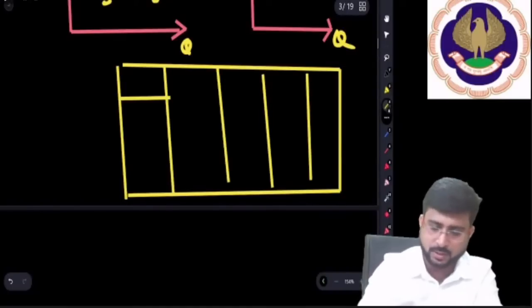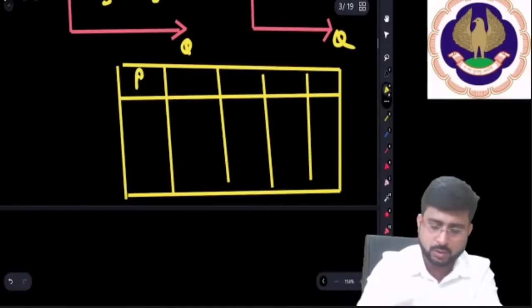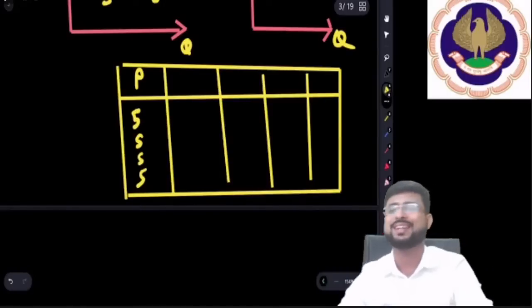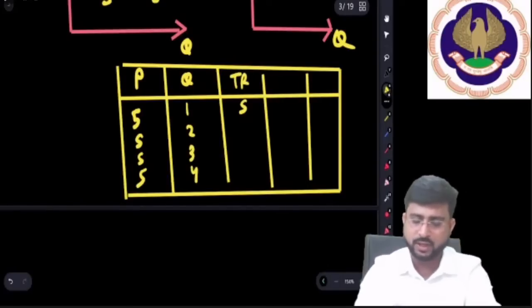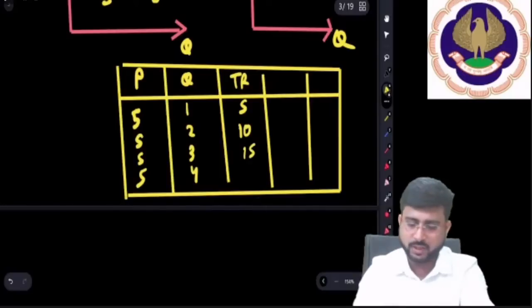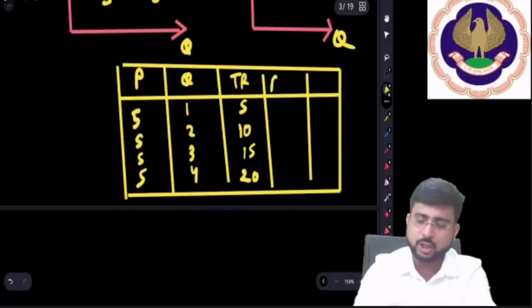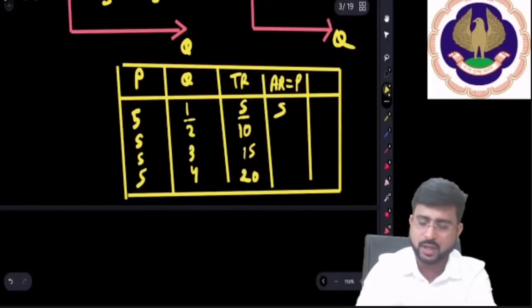Please pay attention. Suppose price is charged 5 rupees. So everywhere it will be 5 rupees only. Quantity 1, 2, 3, 4. So total revenue will be 5 into 1, 5; 5 into 2, 10, 15, 20. Average revenue, I have always told you, is equivalent to price. How? 5 divided by 1, 5. 10 divided by 2, 5. 15 divided by 3, 5. And 20 divided by 4, 5.